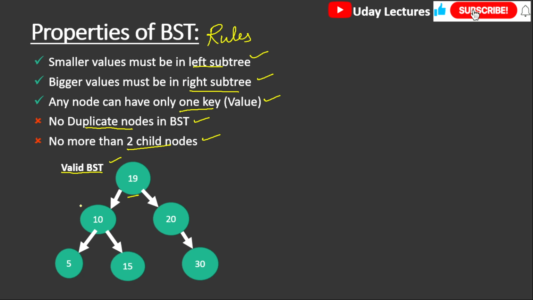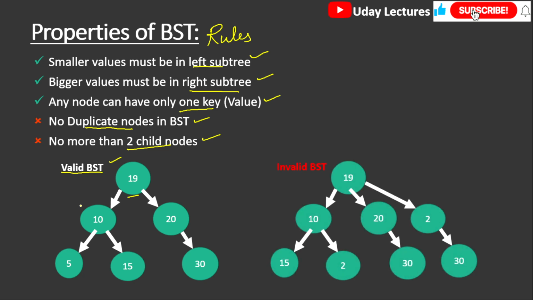Now let us understand how an invalid binary search tree would look. Here I can say that this binary search tree is invalid. The reason is this: if you take this node, there are more than 2 child nodes, which are 10, 20 and 2. Since it has more than 2 child nodes, it is violating this rule.